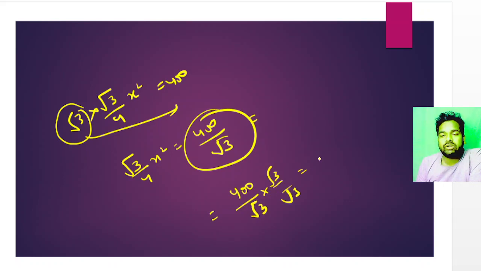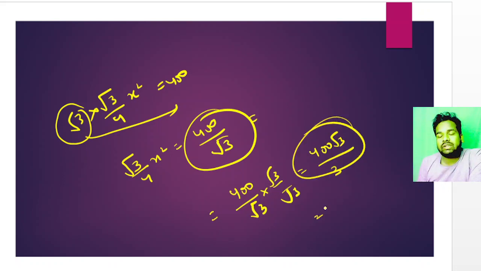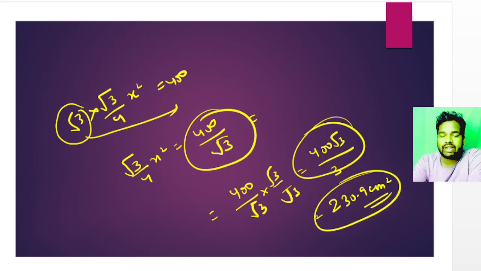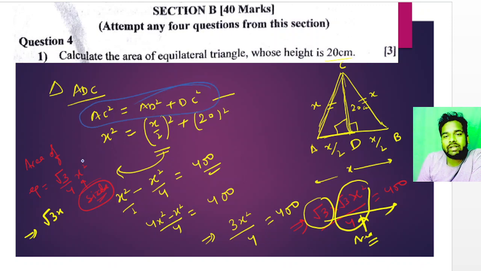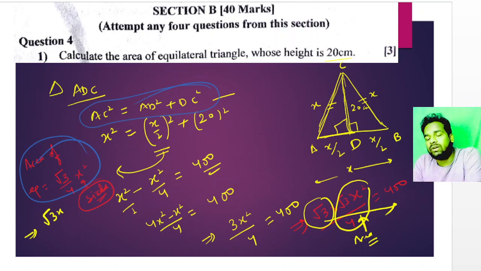Okay, so it is going to happen, that is 400 root 3 divided by 3, and when you simplify this one, you will get the area, that is 230.9 centimeter square. Okay, so this is the question, and from this question we can say that all the concepts were already given. If you know the formula of the area of an equilateral triangle, and also you know the concept of the Pythagoras theorem, because we have applied it here, and we already know the formula, that is root 3 by 4 x square is the area of an equilateral triangle. So if you know these two concepts, you can solve this question.